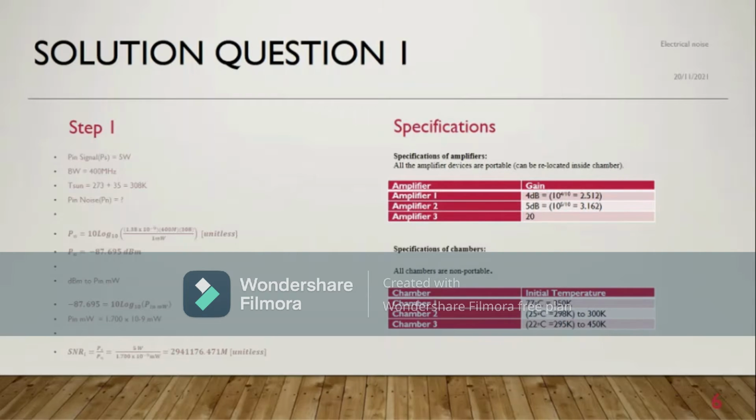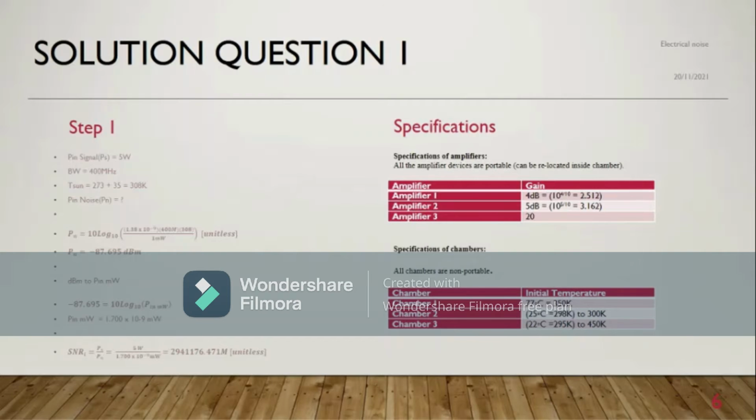So today I would like to present our solution for question 1. So we go to the specification first. We have the specification of the amplifier, and these amplifier devices are portable. That means they can be relocated inside of the chamber. We also have 3 chambers, and the chambers are non-portable. That means they cannot be relocated.